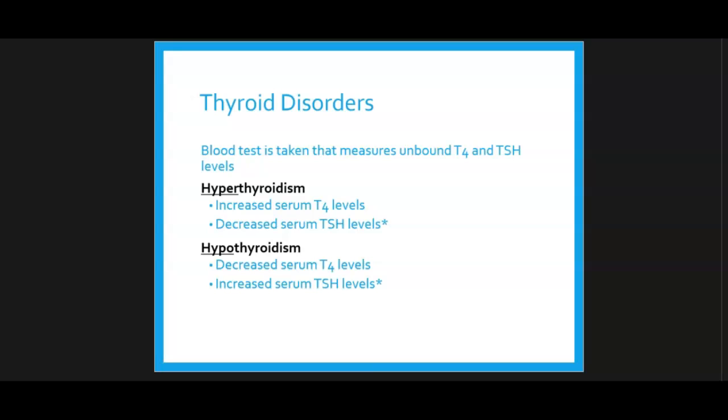Blood tests are the typical way in which thyroid disorders are diagnosed. The blood test measures the amount of unbound T4 and TSH levels in the blood. Because of the negative feedback loop, if a patient has hyperthyroidism, they would have increased levels of T4 and decreased levels of TSH, and the opposite for hypothyroidism, like we already said.